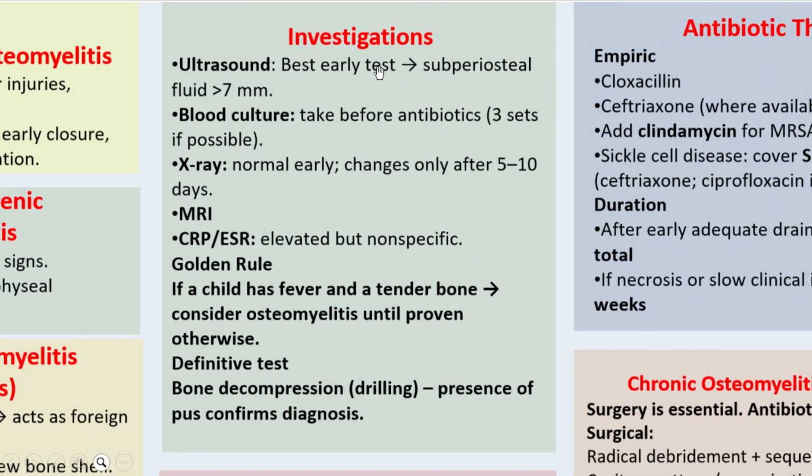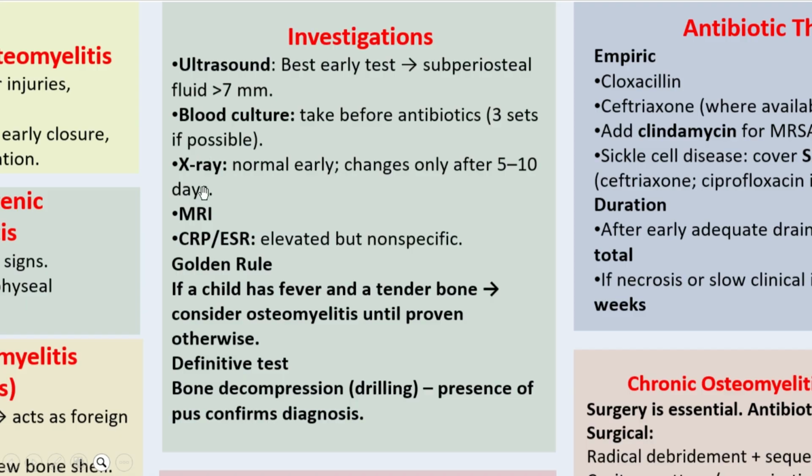So for investigations, we want to do ultrasound, and this is best to do early because it will show us if we have subperiosteal fluid, which will mean we have pus collecting under the periosteum. Then you can do blood cultures, which you take before the antibiotics, and 3 sets if possible. The X-ray in acute osteomyelitis may appear normal for the first 5 to 10 days, and therefore a normal X-ray does not exclude osteomyelitis.